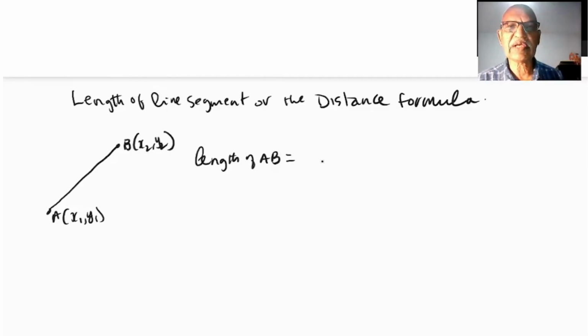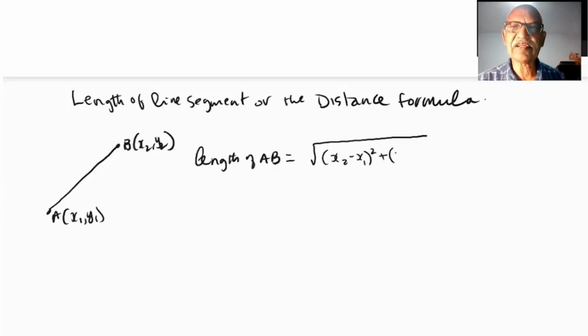This is a formula we have, which we can derive in class, but here we have only the difference in x's square plus the difference in y's square. Just this is a formula for length, or distance formula we call it. So let's see some examples here.